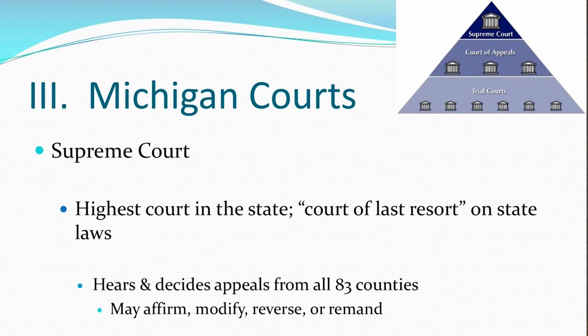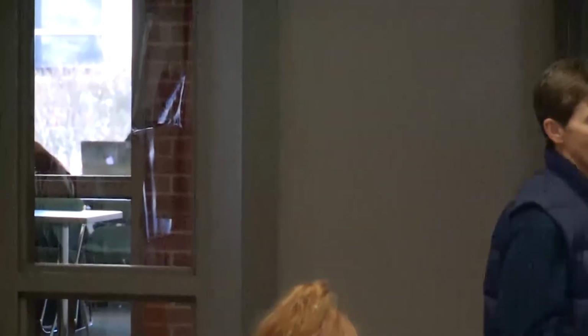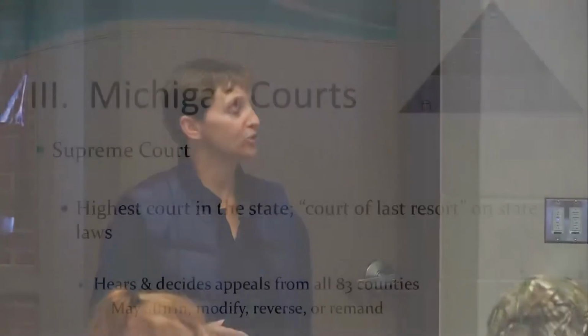So the Michigan Supreme Court hears and decides appeals from all 83 counties. And because it is a court of appeals, a Supreme Court of Appeals, but a court of appeals just the same, it may do those same 4 things. Affirm, modify, reverse, remand. You guys will be saying that in your sleep pretty soon. Affirm, modify, reverse, remand. They can do any of those things.